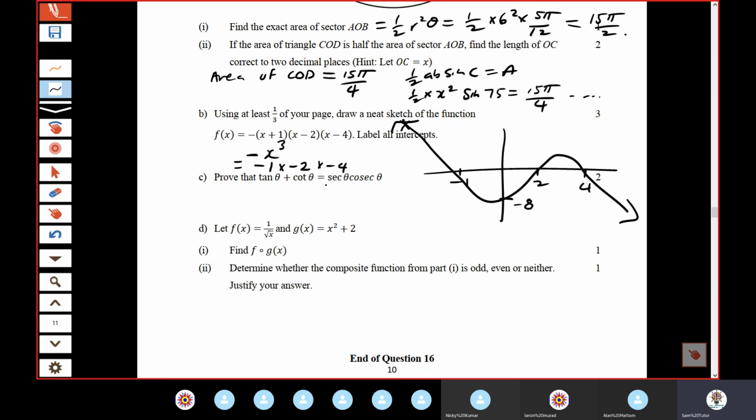Okay. C, that's just in my booklet. That's straight from my booklet, so there's nothing fancy there. I'm just going to quickly do it. Cross multiply, you get sine squared plus cos squared on cos sine. And then sine squared plus cos squared is 1. 1 over cos is sec. 1 over sine is cosec. So you're done. Like I said, nothing fancy. That one's a pretty straightforward one.